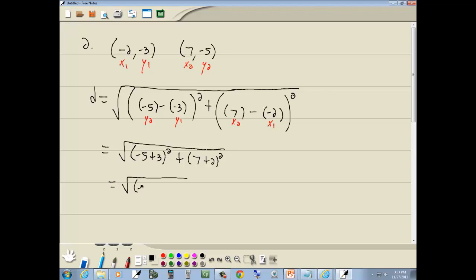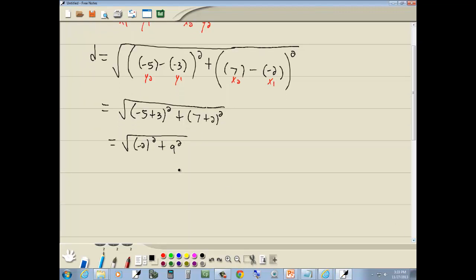-5 plus 3 is -2, so we got -2 squared, plus 7 plus 2 is 9, so we got 9 squared. Well, -2 squared is 4, plus 9 squared is 81, which gives us 85. Now, I don't know if that breaks down in here or not. Let's see. It's divisible by 5. Let's see. 5 times 17. Okay, I guess it doesn't. Square root of 85 is our answer.